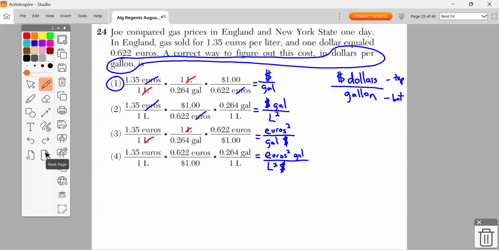In question number 24, you want to cancel out numerators and denominators that are the same. So I want to cancel out euros and euros, liters and liters, euros and euros, liters and liters. When you do that, you want to then do top times top, bottom times bottom, and just see what your labels end up with. In the word problem, it says a correct way to figure out this cost in dollars per gallon. Dollars per gallon means we want dollars on the top and gallons on the bottom. Well, in choice 1, when we cross off euros and euros, liters and liters, it ends up with dollars on top and gallons on the bottom.